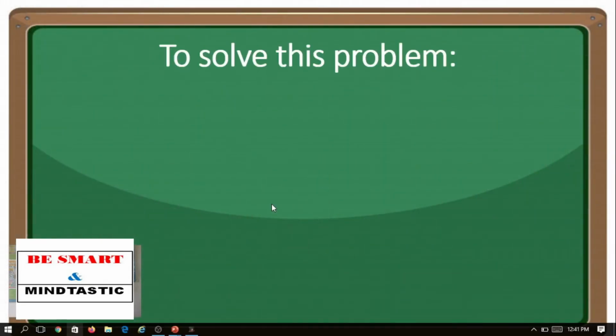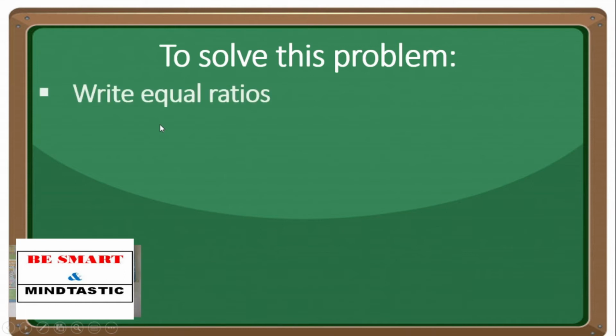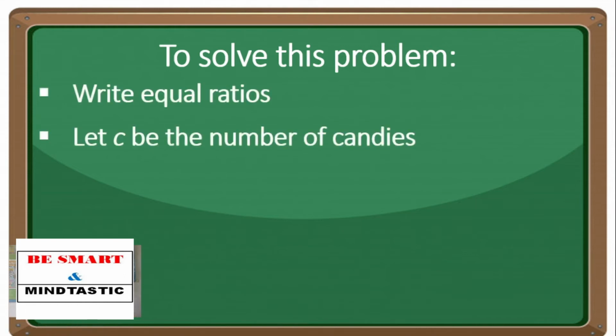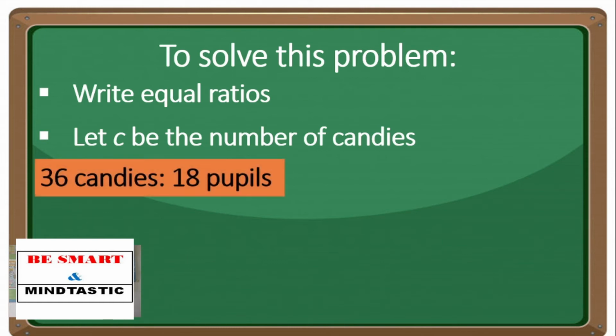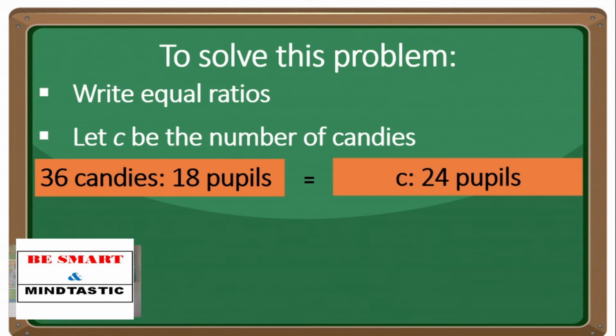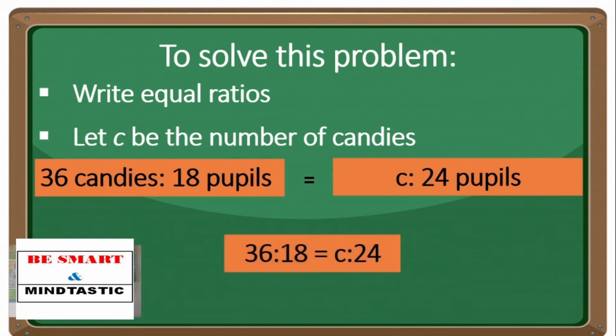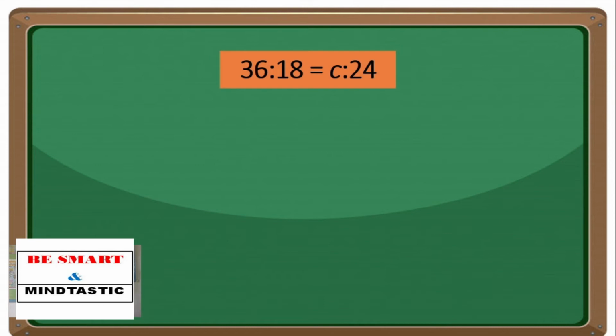To solve this problem, we need to write equal ratios. And let C represent the number of candies. Okay, so we have here, based on the problem, 36 candies is to 18 pupils as C is to 24 pupils. So we have here the proportion 36 is to 18 as C is to 24. And C, the number of candies, is missing. Okay, let's solve it. 36 is to 18 as C is to 24.